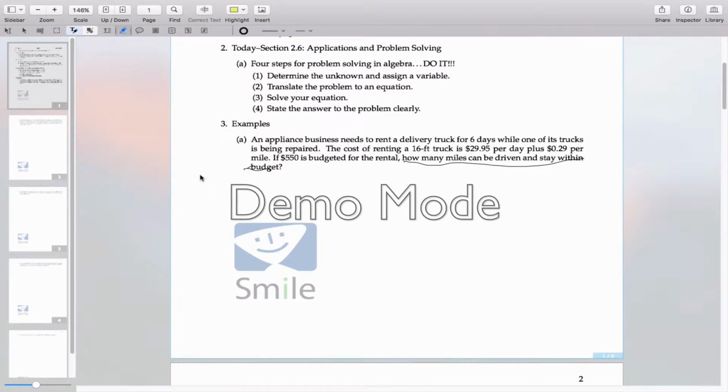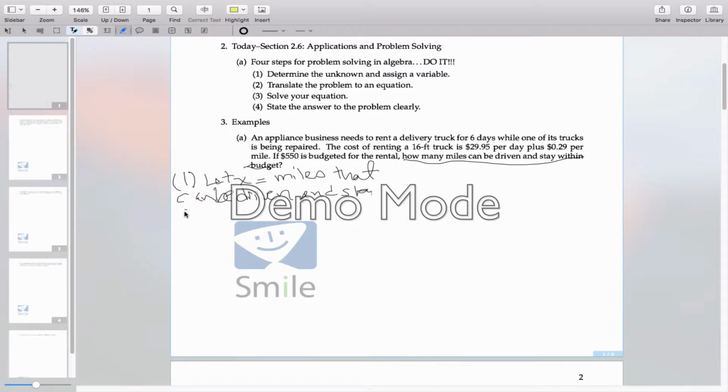So I'm going to start here. Step 1. Let x equal miles that can be driven and stay in budget. Now, it doesn't seem like you should have to write this many words, but as you'll see later, it's very important that we're precise about what our variable represents.